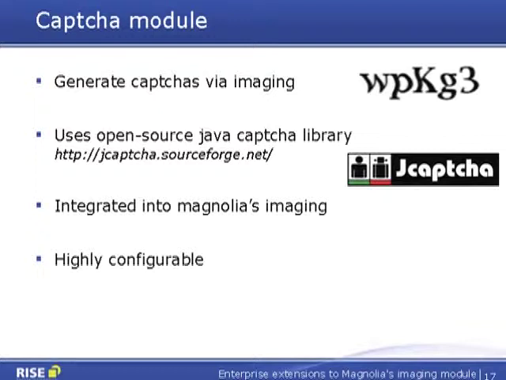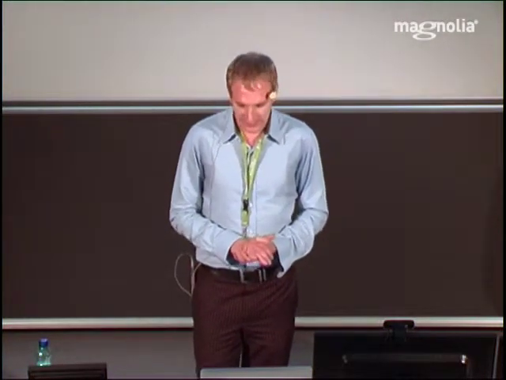It exists to generate captcha images via Magnolia's imaging system. I'm sure you all know what captcha images are. It's when you fill out a web form and you get those pictures of words and letters and you're asked to re-enter the words and letters you see into the web form. It's basically a system that's used to differentiate humans and robots when web forms are submitted in web pages.